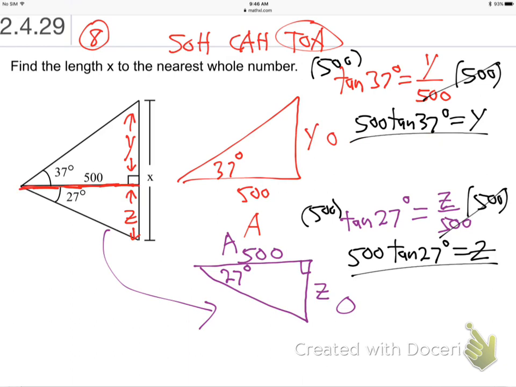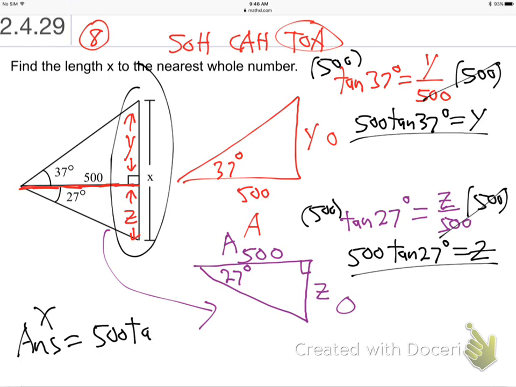So the answer then, x, in other words, right? Because x is y plus z, isn't it? So it's going to be 500 tangent 37 plus 500 tangent 27.